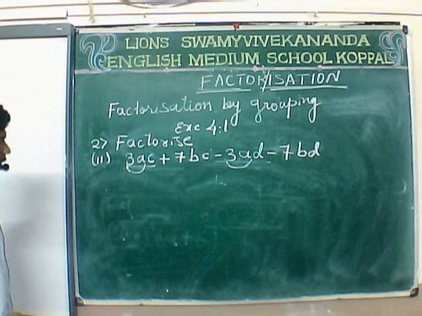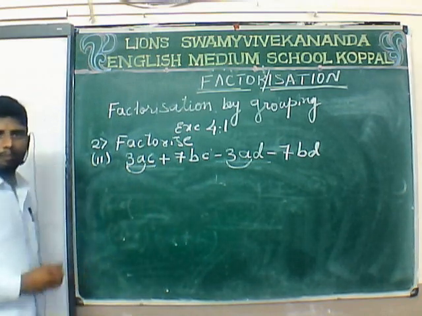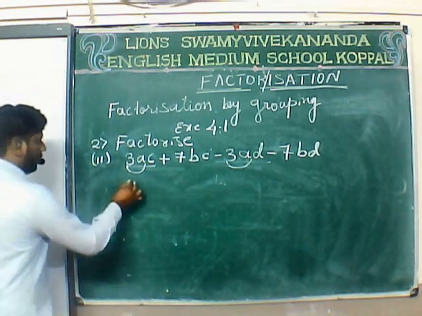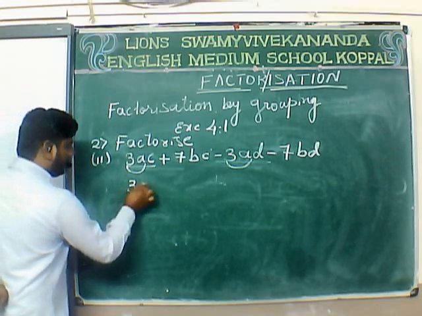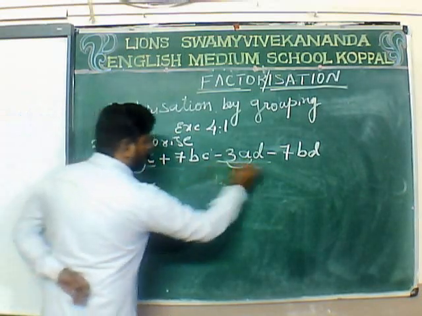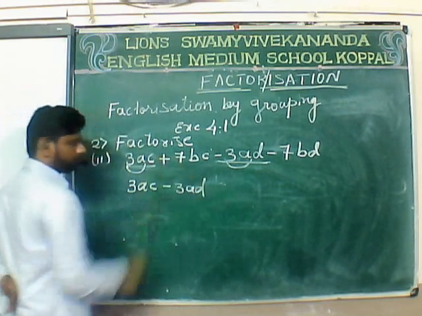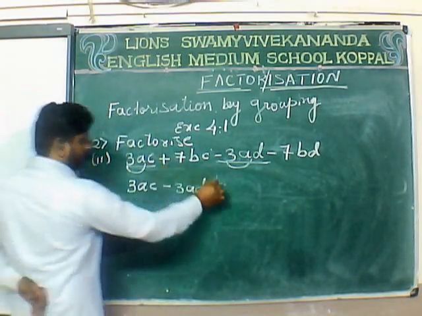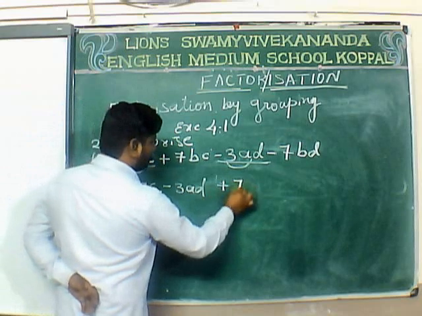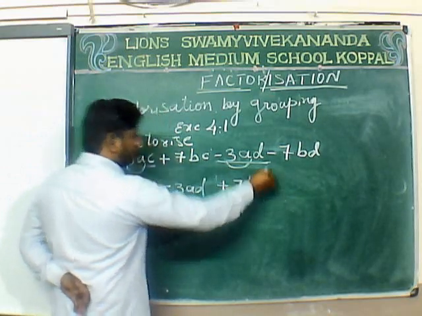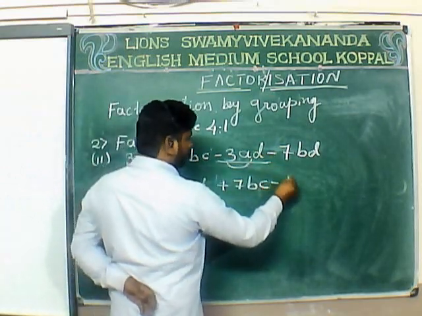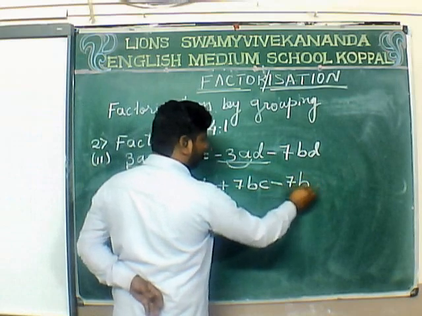So what I do is I will rearrange this. I will rewrite this as 3ac minus 3ad. Next I will take plus 7bc minus 7bd.